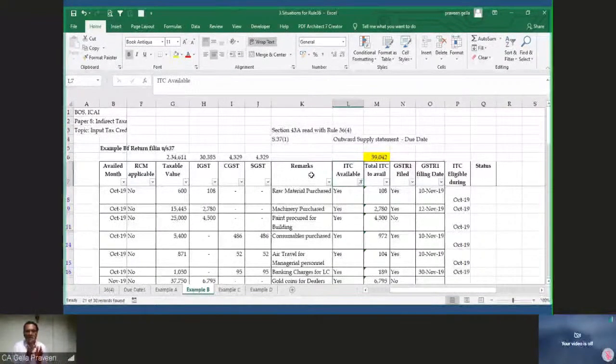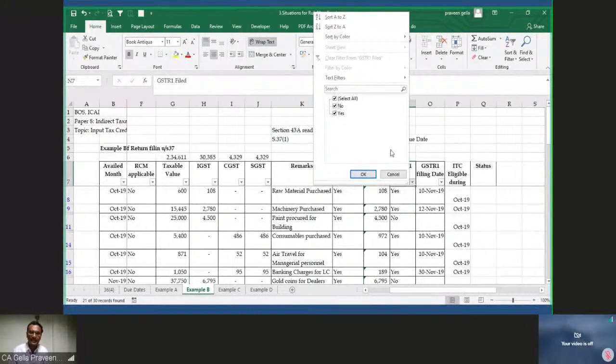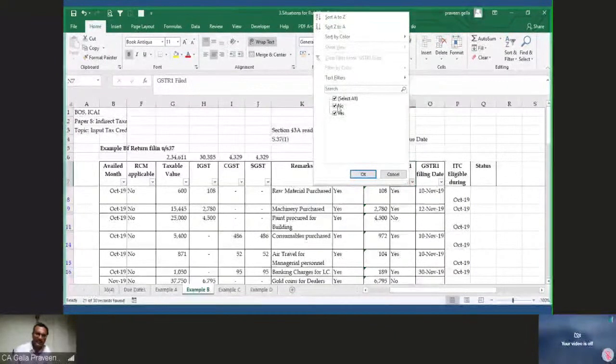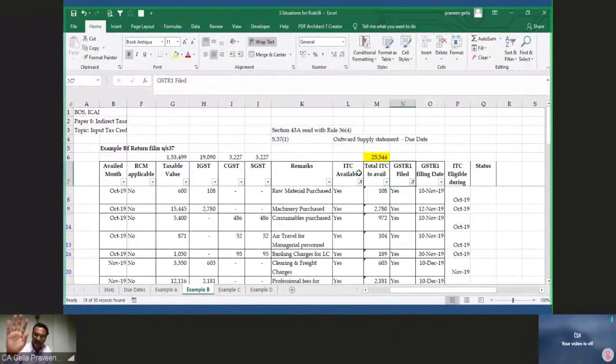Now, when I travel to my section 16 subsection 2, there is a section called 43A. This 43A says that you cannot take if the GSTR1 return is not filed. So I'm coming to my column N, GSTR1 return filed, yes or no? I'm saying yes. If GSTR1 is filed, section 43A, rule 36.4, I can take the credit. So I just said yes.